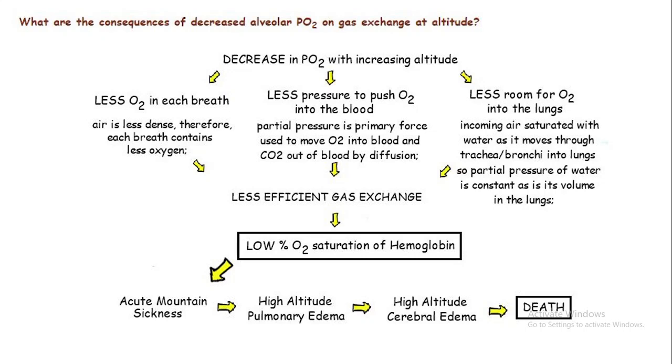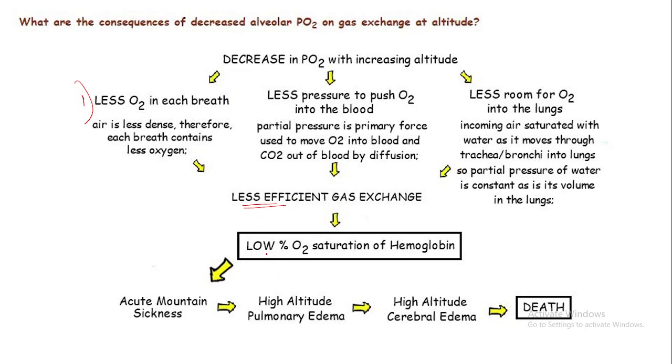Okay, so we just saw how the consequences of gas at higher altitude happen. But now we will study with respect to the alveolar level. So, decrease in partial pressure with increased altitude. This is what happens. First thing is less oxygen in each breath. Every time you take in air, less oxygen will be reaching. Air is less dense, therefore each breath contains less oxygen. It makes gas exchange less efficient.